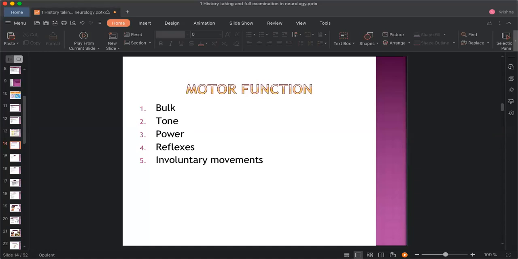Second point is tone of the muscle. Now, how to judge the tone, and what is the tone first? So now I'm asking this question to the students. Can someone answer me? What do you mean by tone? Yes, please.